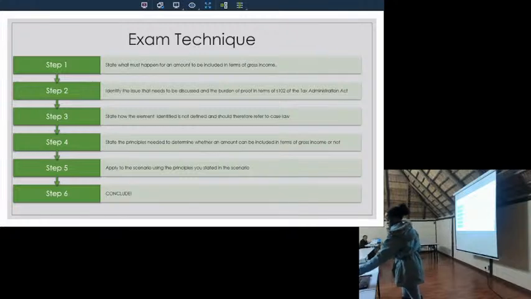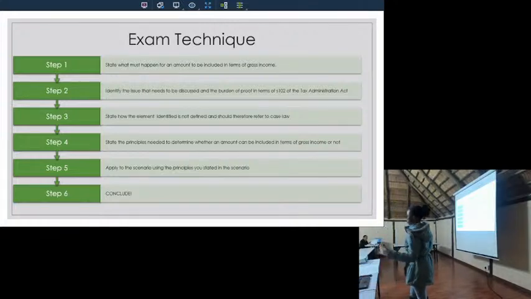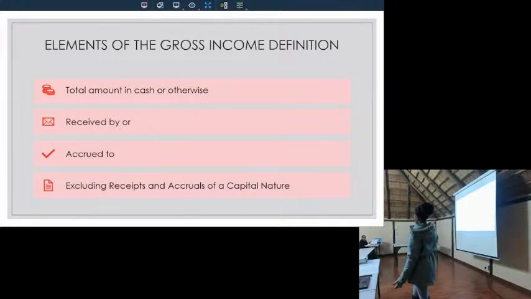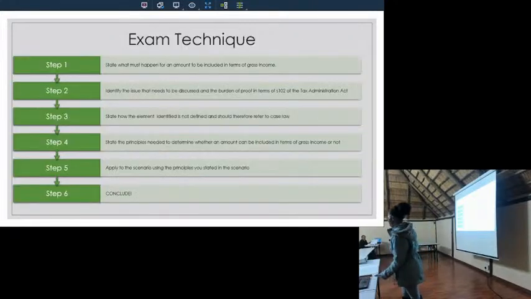Are we good? State how the element identified is not defined, and you should therefore refer to case law, right? So we can have one student here who can look for the definition of total amount in cash or otherwise in your Tax Administration Act. It's not clear. We don't know what that means. That's why we need case laws to determine whether an amount should be included in terms of the gross income definition. So you are telling me that I'm about to use a case law to prove that an amount should be included in terms of the gross income definition. Do you see? You might get a mark, you might not, but it's really good to be complete.